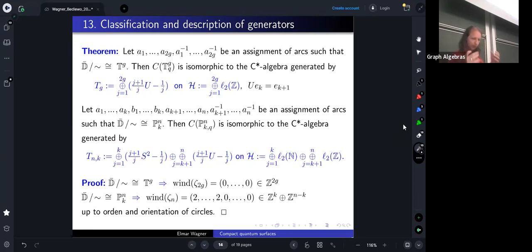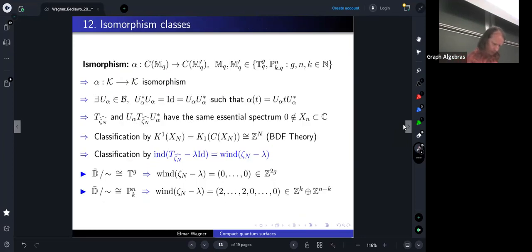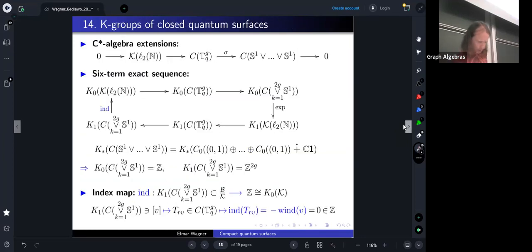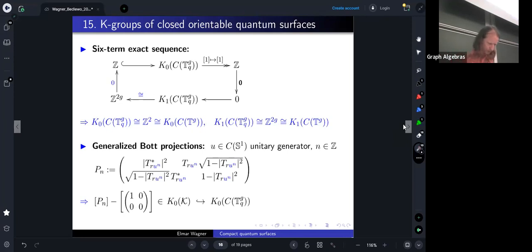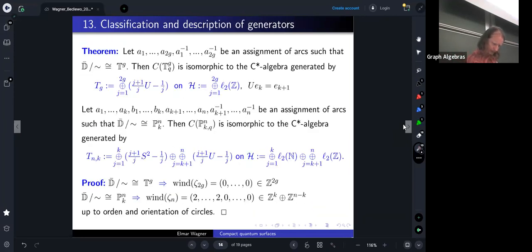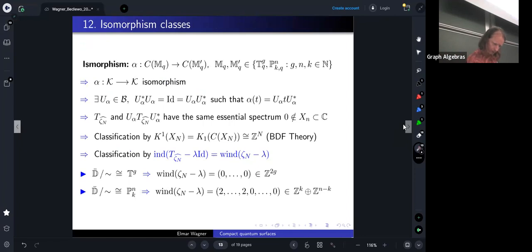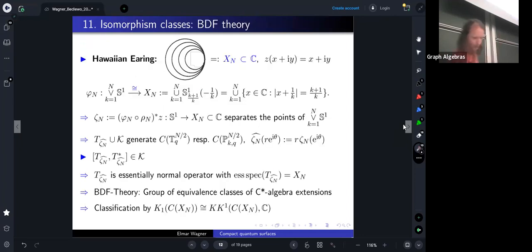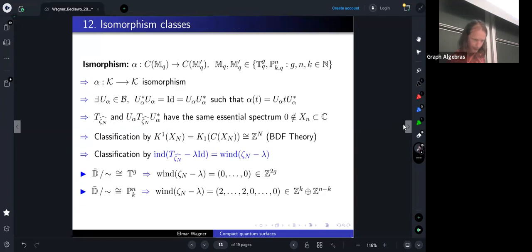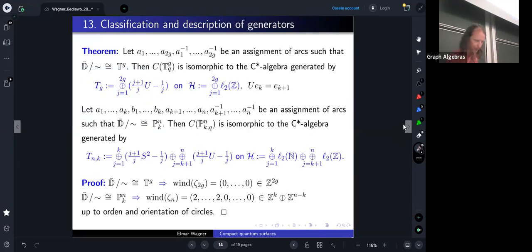So our circles, we realize as a, where best, I actually have a picture. Something seems to be missing. Well, maybe it comes later. Yeah, that's what I was looking for. So we realize the essential spectrum as a Hawaiian earring. And so there's a compact subset of the complex numbers.